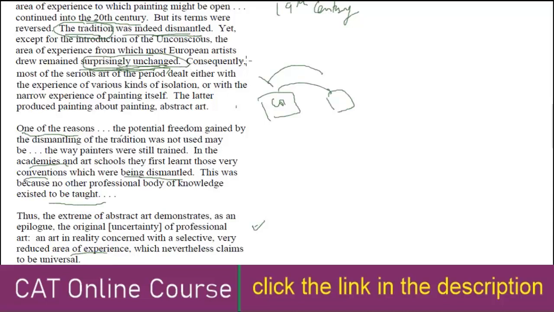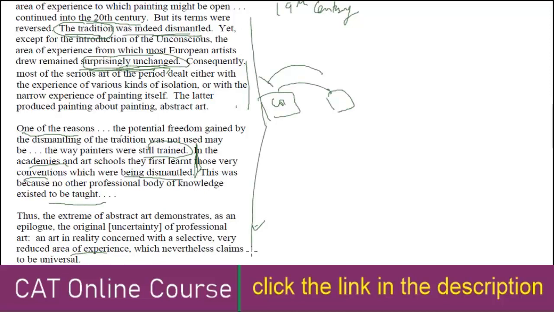And then lots of things I ignored. Why? Because I know they're not important. What is important is that the tradition remain unchanged. Why? Because the potential freedom gained by the dismantling of the tradition was not used, because of the way painters were trained. So the way the painters were trained was still the same. In the academies and art school, they first learned those very conventions which were being dismantled. So this sentence is enough for me to bring everything together.